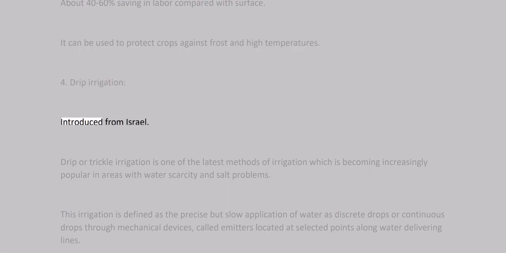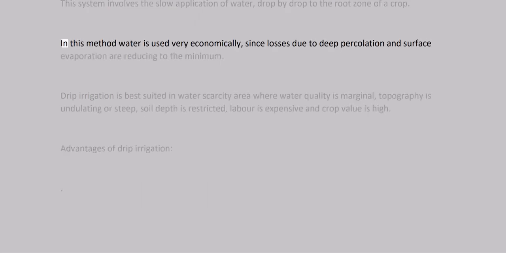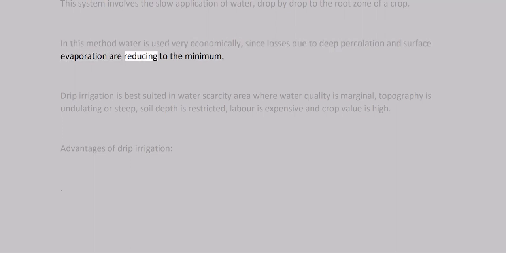4. Drip irrigation, introduced from Israel. Drip or trickle irrigation is one of the latest methods of irrigation, which is becoming increasingly popular in areas with water scarcity and salt problems. This irrigation is defined as the precise, but slow application of water as discrete drops or continuous drops through mechanical devices, called emitters, located at selected points along water delivering lines. This system involves the slow application of water, drop by drop, to the root zone of a crop. In this method, water is used very economically, since losses due to deep percolation and surface evaporation are reduced to the minimum.